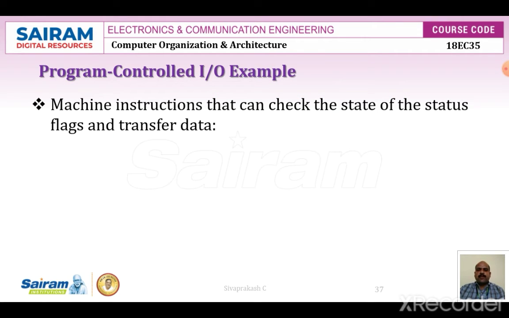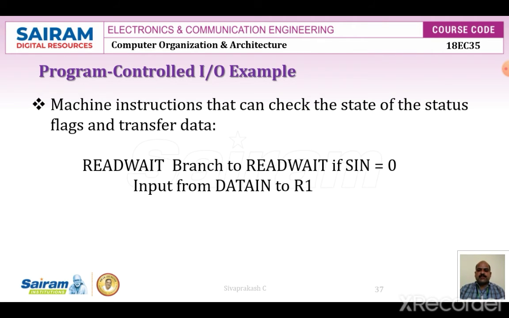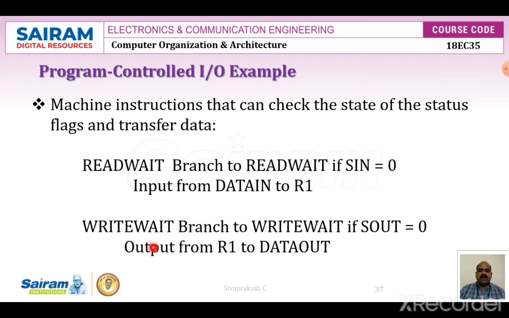So how is this program controlled IO example done for a particular operation? Machine instructions can check the status flag and carry out the data transfer. Here we take read wait: branch to read wait if SIN is equal to 0. Then the input from data in to the register R1 is performed. Similarly, write wait: branch to write wait if SOUT is equal to 0. Then output from R1 to the data out register. These are the instructions we use to transfer data from input to processor as well as from processor to display device.